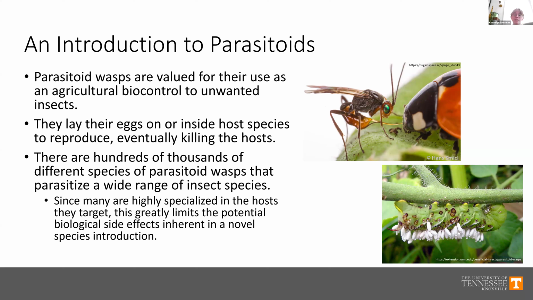But there's hundreds of thousands of different species of parasitoid wasps that parasitize a wide range of insects. Since they're so highly specialized to whatever host they need to complete their reproduction cycle, it's really great because you can release them in your field. And if you're trying to target whiteflies, you don't have to worry about them affecting other insects or organisms in the field. They're only going to be targeting and killing off those whiteflies. And then right here, we have an image of after they've emerged from this caterpillar.